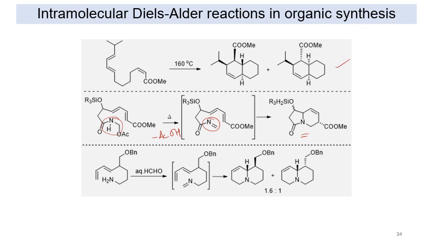In the third case, you can see here, this is a free amine. It reacts with formaldehyde, gives you this imine type of system. This imine immediately reacts with a diene, gives you this mixture of isomers.